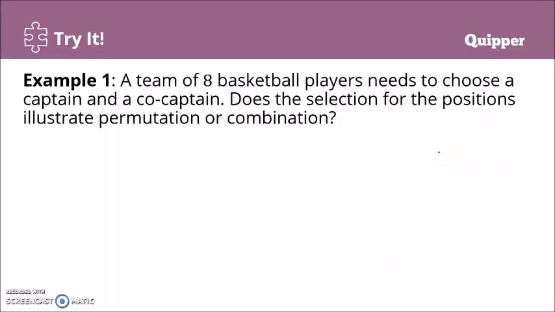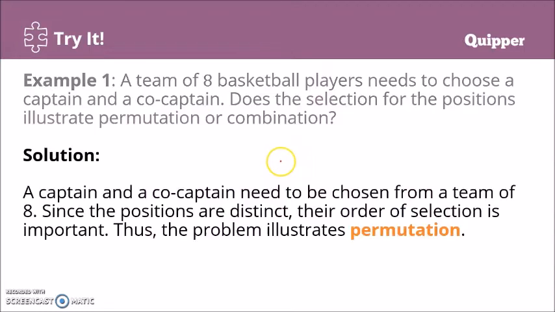Okay, let's try this. Example number 1. A team of 8 basketball players needs to choose a captain and a co-captain. Does the selection for the positions illustrate permutation or combination? So, we are going to choose isang captain at isang co-captain from 8 basketball players. So, ano ba yan? Permutation or combination?